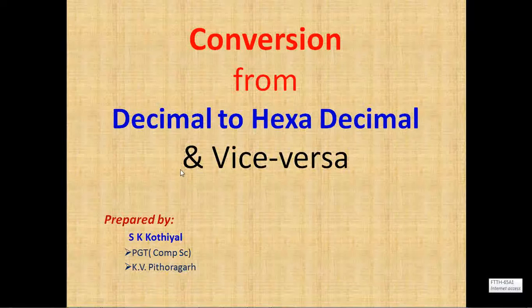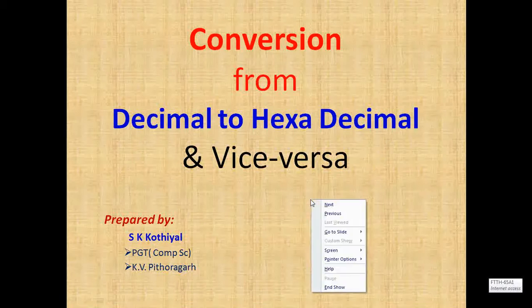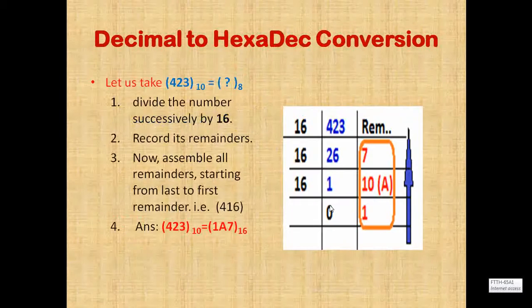To learn how to convert a number from the decimal system to the hexadecimal system and vice versa. So let us see how we can perform these conversions. First we will convert a decimal number into a hexadecimal number, and you should note down one thing: the hexadecimal number system has a base of 16.